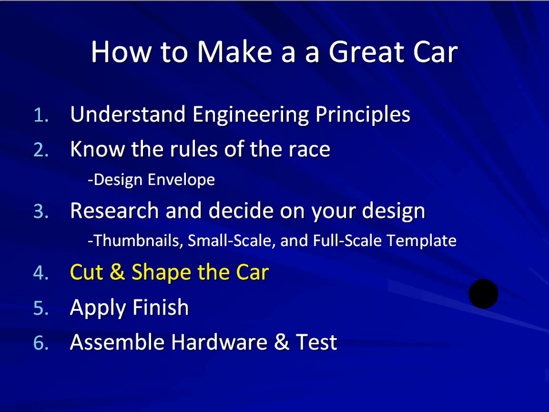And then number 4 is cut and shape the car, which is a fairly lengthy process, especially the shaping part. But once you cut and shape the car, you need to, of course, smooth it up, and then we'll apply the finish to it. Usually that comes in the form of primer and paint. And then finally we'll assemble the hardware, the wheels and axles, the eye hooks on the bottom, and we'll give it a test in the wind tunnel to see how it's going to compare to other cars.